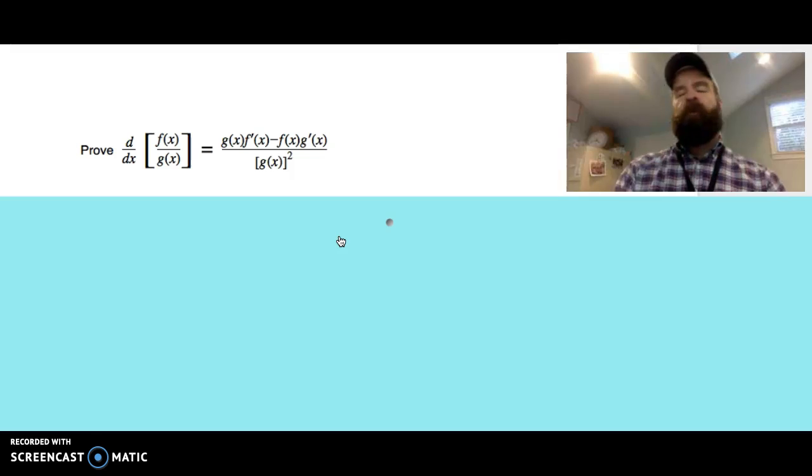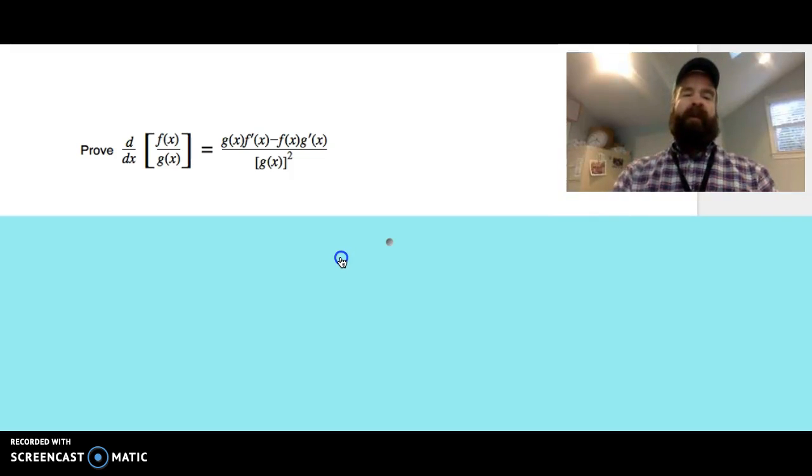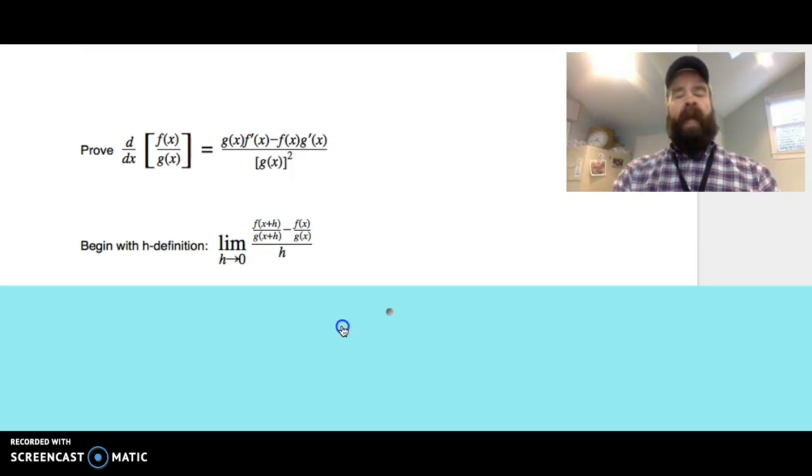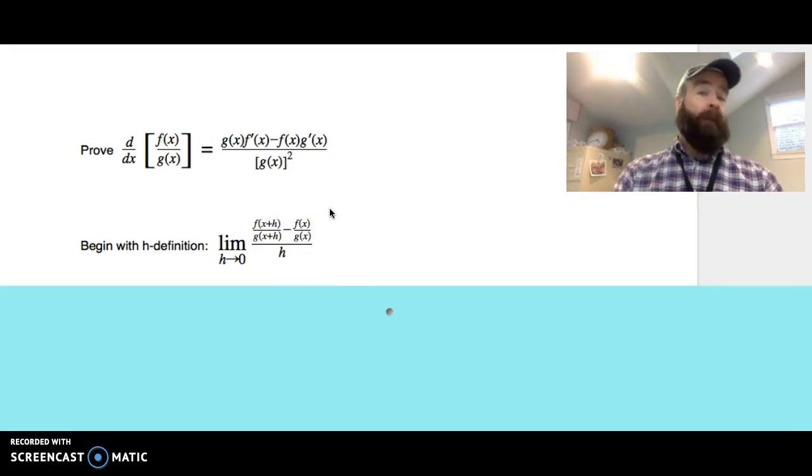So when we do this proof, we're going to start by using the h definition of the derivative and plugging x plus h into f of x over g of x, and then subtracting f of x over g of x, which is what you get when you plug in x, and dividing that all by h, and doing the limit as h approaches 0. Now, we've done that before. So what we get here is something that gives us 0 over 0 if we were to plug in 0 for the h.